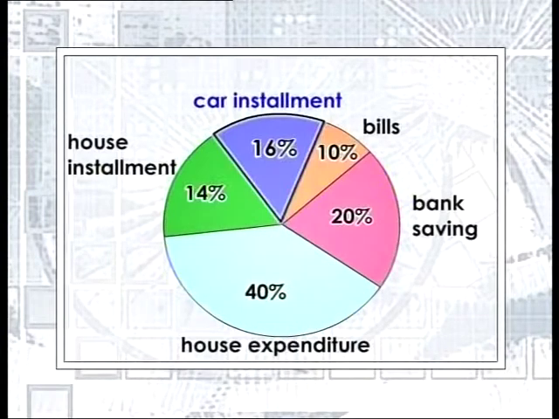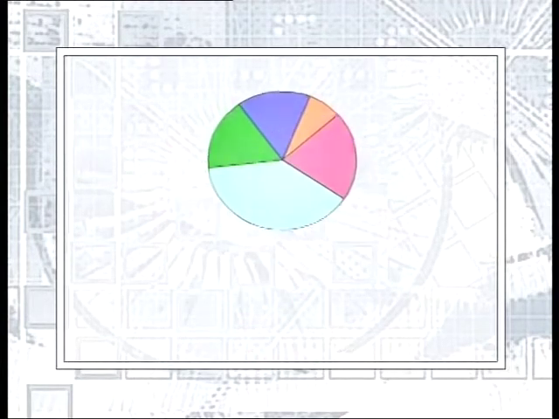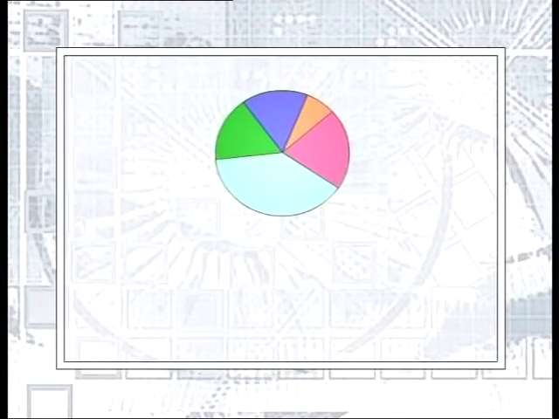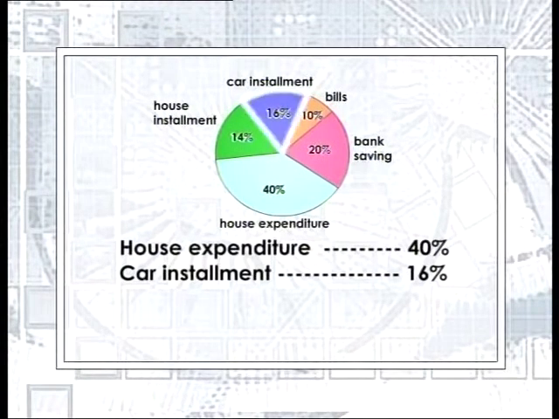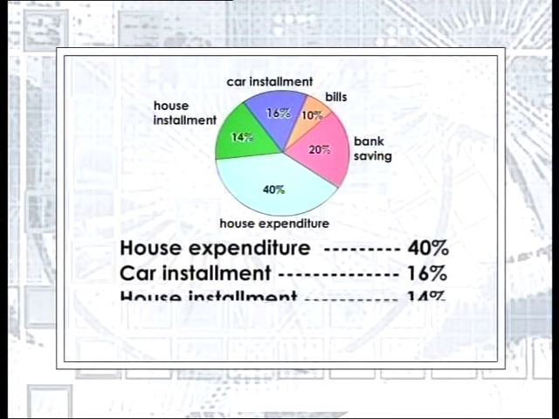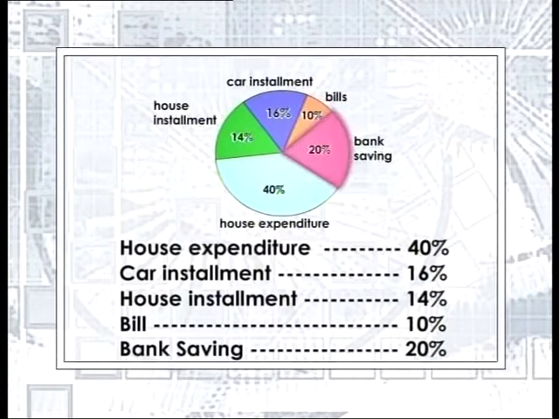For example, the pie chart shows how Encik Sulaiman allocates his monthly salary for his expenditure. The sector with the largest angle represents house expenditure, that is 40%. So, house expenditure is the item with the most allocation. He also spends 16% on car installment, 14% on house installment, 10% on bills. Encik Sulaiman saves 20% of his salary in the bank.